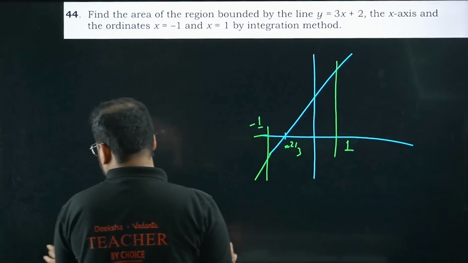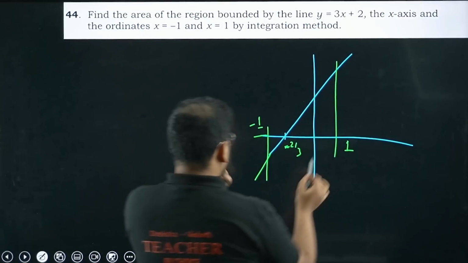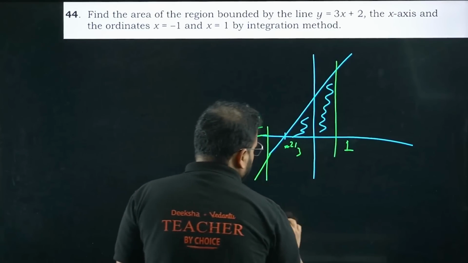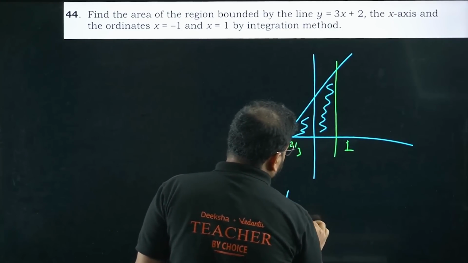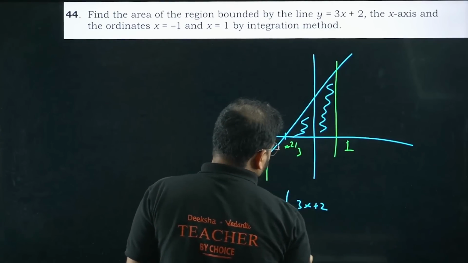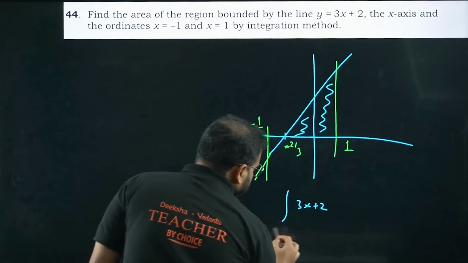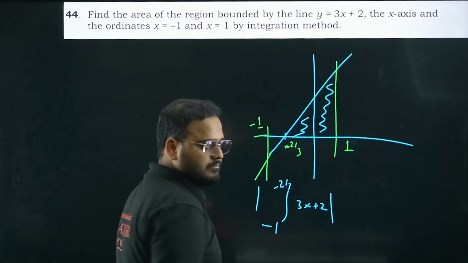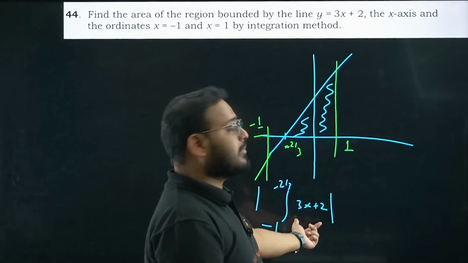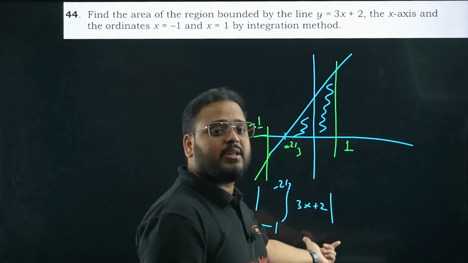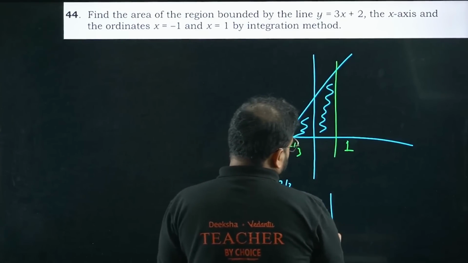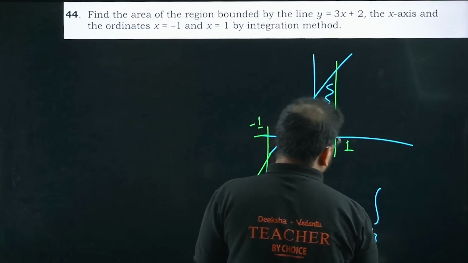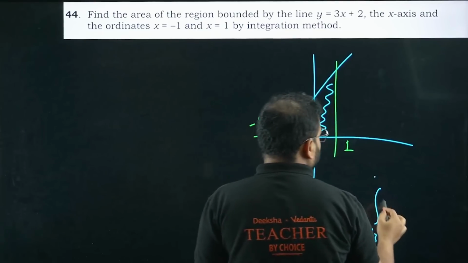So my area of integration is over here. Please check. This is my area, right? So I have to write it like this. Integration of 3x plus 2 from minus 1 to minus 2 by 3. This has to be taken under modulus, because this area will come as negative. Area has to be always positive, that's why I'm taking the modulus over here. And of course you'll have a dx, and then plus the integral from minus 2 by 3, where the area is positive, to 1.